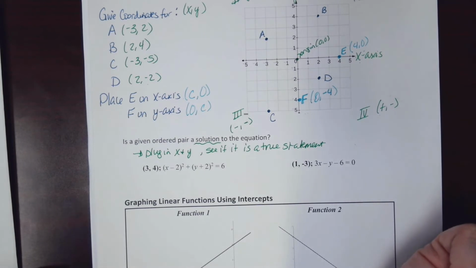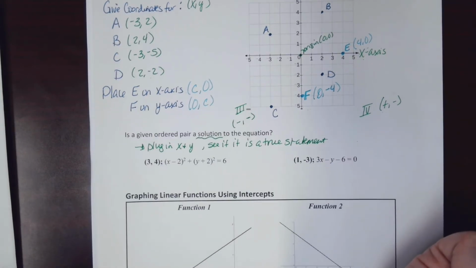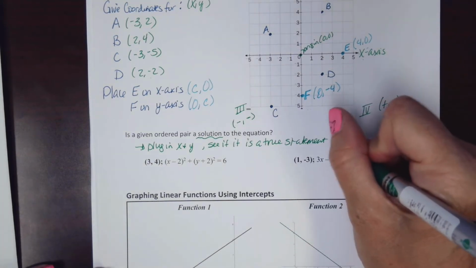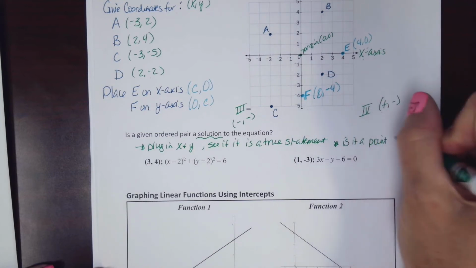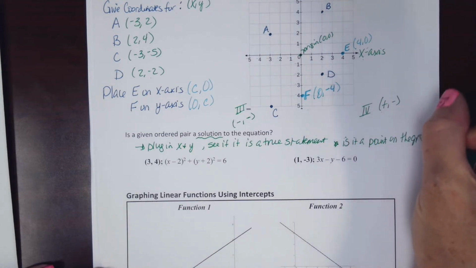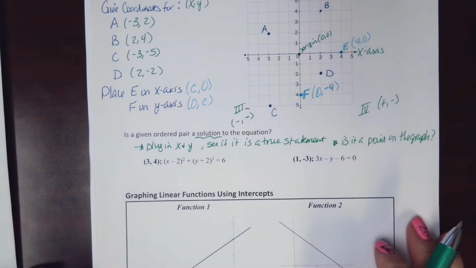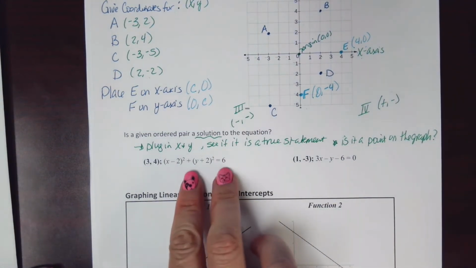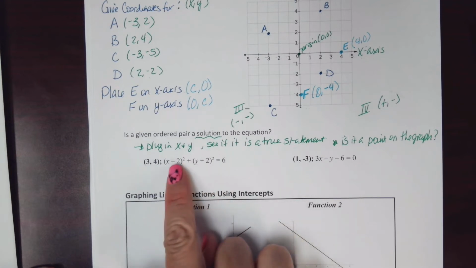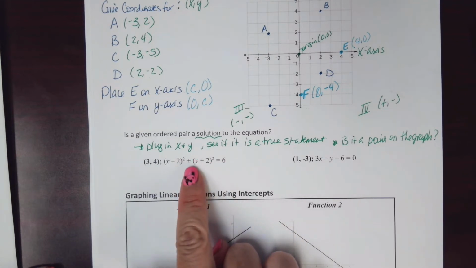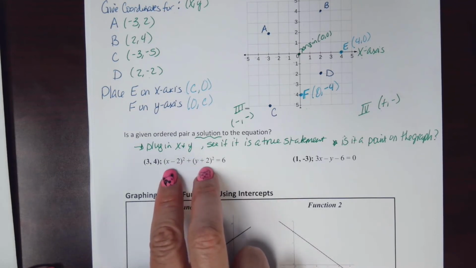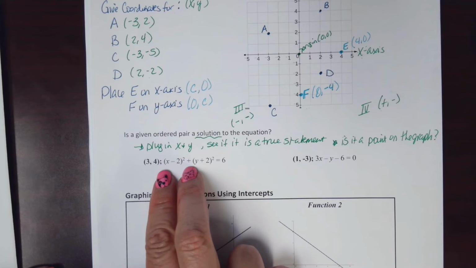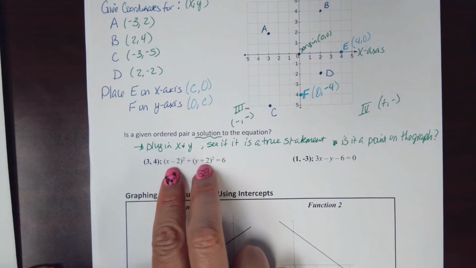So what I'm asking here is, would this point be a spot on the graph? Would it be a point on the graph? And we know that by thinking about what would happen if we graph this equation. This equation is going to be the equation for an ellipse or a circle. It looks like it's going to be a circle because I don't have any coefficients out in front. I know it's a circle.